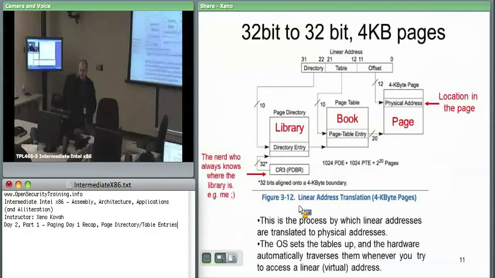All right, we said the analogy here with paging was that you've always got to have CR3, which is the nerd who knows where the library is. Someone needs to know where the library is when you want to go get some information. The page directory is like the library. You go there, you look at the card catalog, and it tells you, here's the 20-bit physical address for the book that you're looking for. So a 20-bit physical address gets you to a page table, which is the book. You go to the table of contents in the book, you index some amount past it, and you say, aha, this is the page where the information I want is stored. That gives you the physical address of the page.